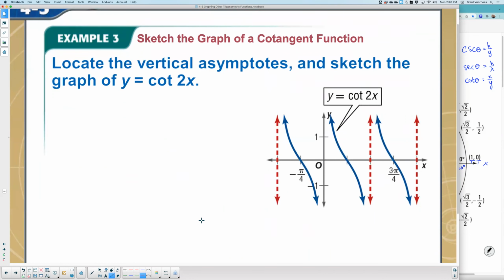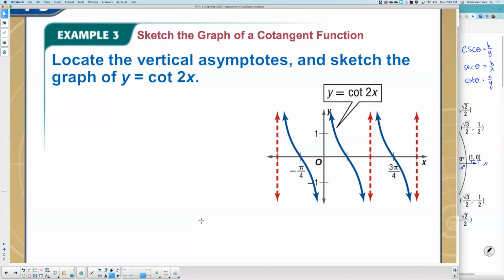So let's start with example 3 here. It says locate the vertical asymptotes and sketch this graph for cotangent of 2x. So step number 1, instead of writing it out, I'm just going to ask you, what is step number 1? Trig ratio. I'll write it out. So the trig ratio for cotangent, look at the cheat sheet.